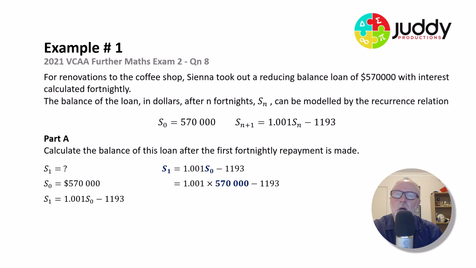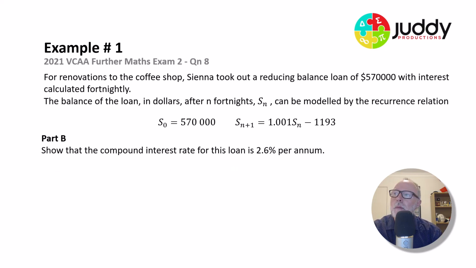We substitute in our original value, S0, of $570,000. We multiply that value by the multiplication factor, also known as the growth factor, 1.001, and then we subtract our payment of 1193. That tells us that after the first fortnightly repayment is made, we now have a balance of $569,377 exactly.